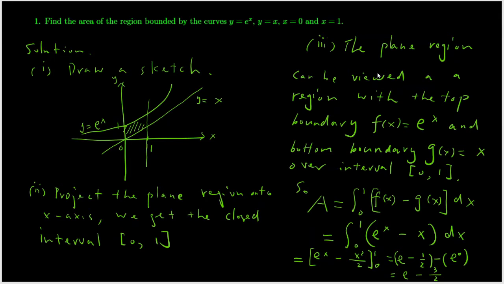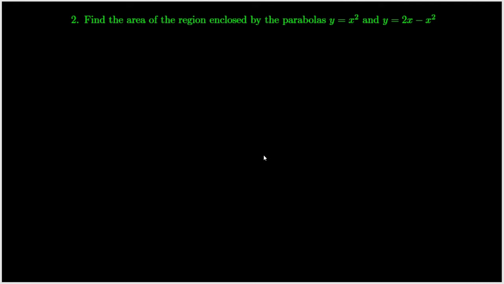So maybe you try to give a description so that it's easier to see what's going on. Identify the top boundary, identify the bottom boundary, identify the interval. After we get everything we need, we plug everything into the formula, and then we evaluate the integral, and we can have the area. We'll work on one more question in that nature.